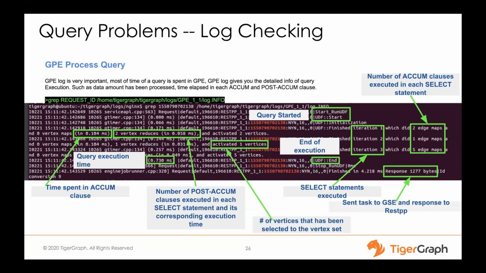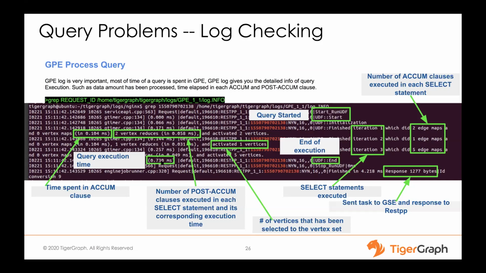Because post accum runs on the vertices. And here, that means 2 edges, 2 vertices was executed, performing the logic defined in the post accum. And this is how long it took, the time that has been spent in your post accum, right? And here, activated 2 vertices. That means there were 2 vertices being selected and stored in the new vertex set variable.